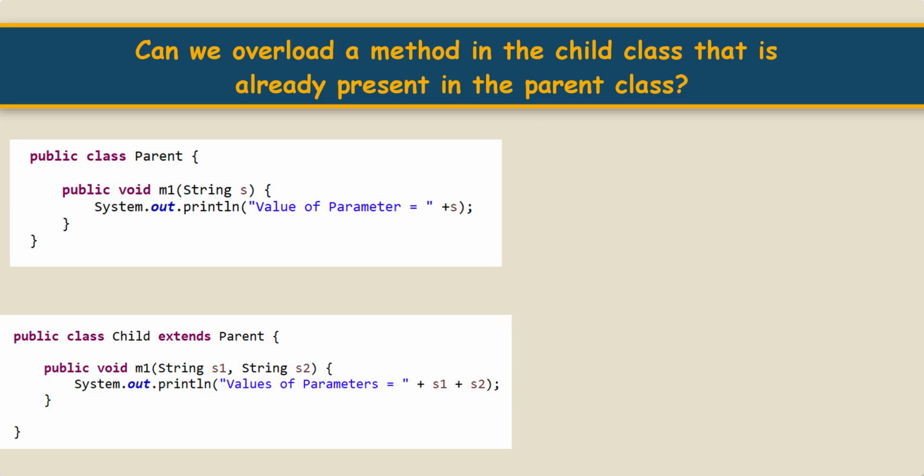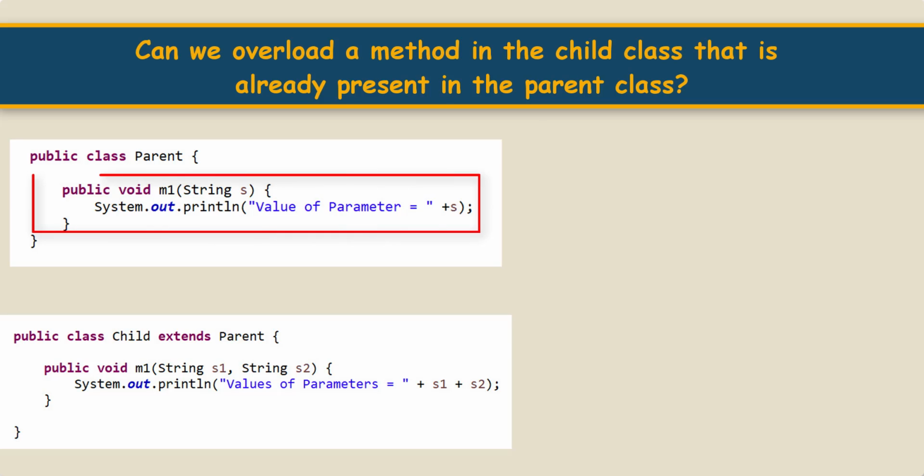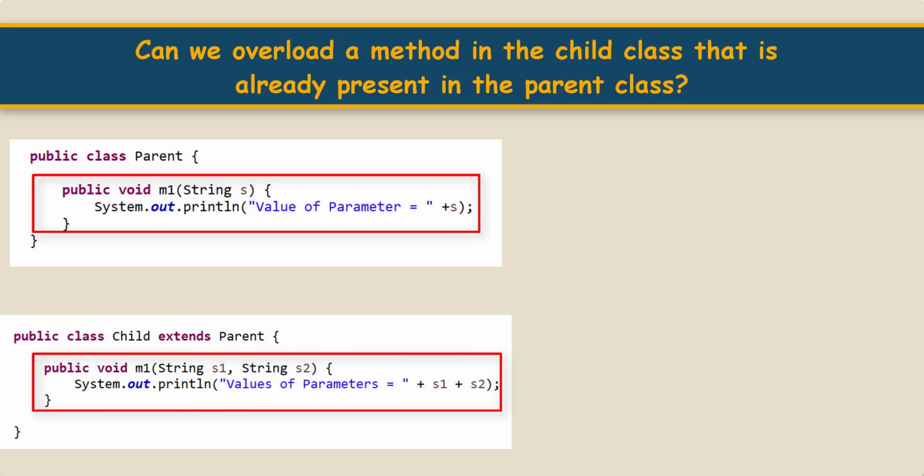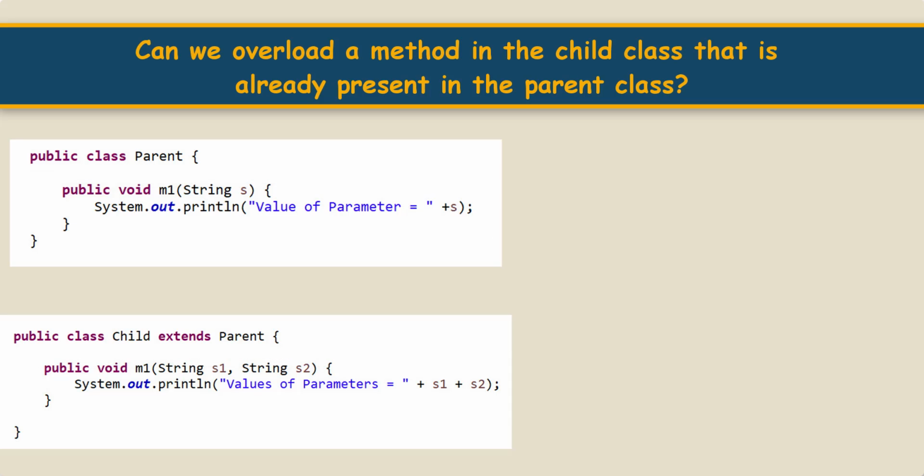So here we have created a child class by extending this parent class. The parent class contains the m1 method with one string parameter, and in the child class I have added public void m1 string s1 comma string s2. So this is how we will be able to perform overloading in the child class also.